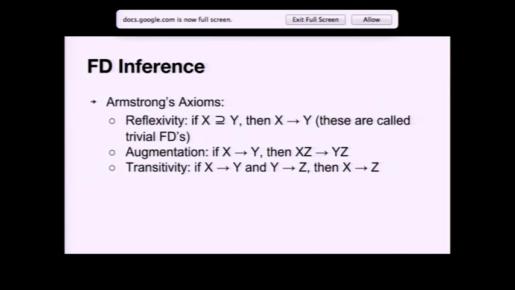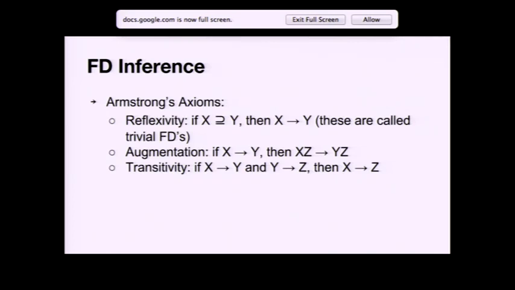The first rule is reflexivity. If you have X determines Y, and X is a superset of the attributes in the set Y, then first of all, that's called a trivial functional dependency. And second of all, you can always say that X determines Y. So that's just something that's true. For example, if you have X is equal to the set ABC and Y is equal to the set AB, then that's true just trivially. Then ABC determines AB.